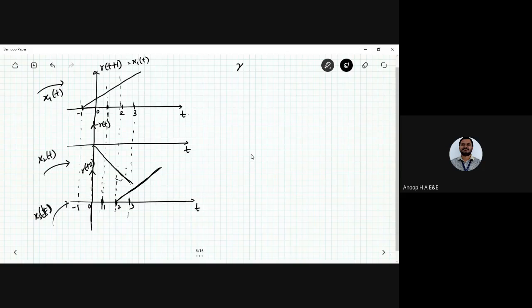Now we are performing the addition operation, x1 of t plus x2 of t plus x3 of t. That would give rise to x of t, which is the addition of the 3 signals. Let me go with a careful representation of how I'm going to write it here. At -1 it is 0. So you are going to have no signals for x2 and x3 from -1 to 0. If you observe carefully this time instant, it would be a ramp again.